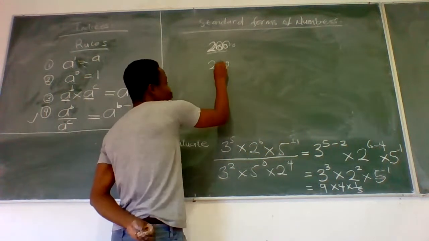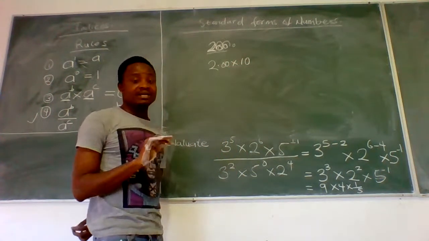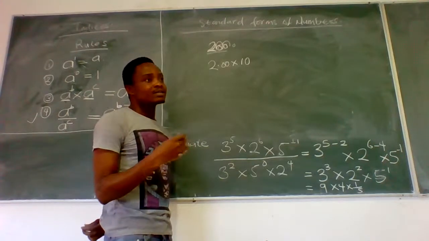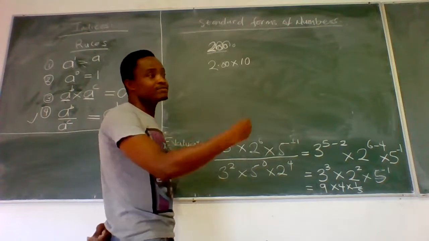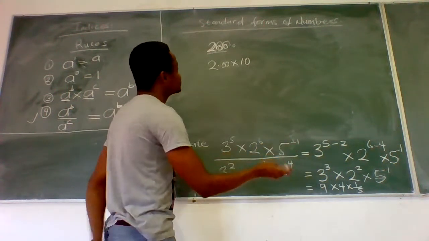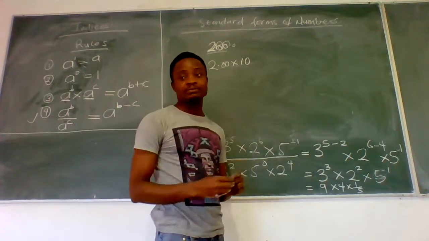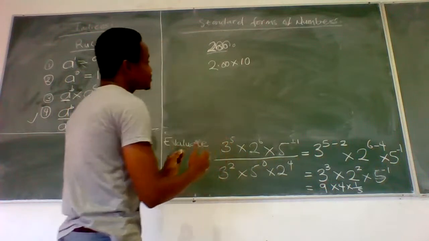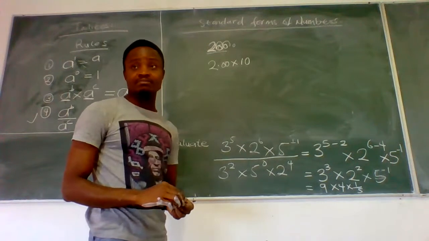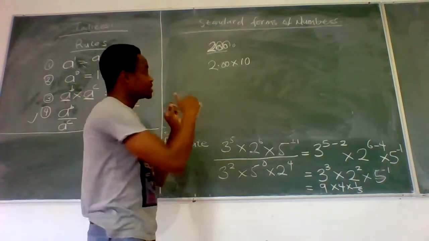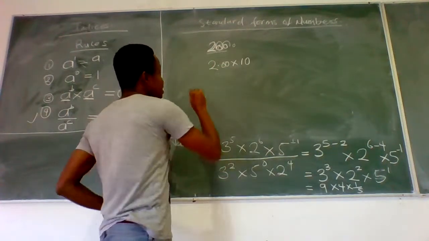So here we have 2.00 times 10. We are dealing with base 10. The exponent tells us how many times I have moved, either from right to left or left to right. When you move from right to left, your exponent should be positive. But when you move from left to right, your exponent will be negative. That's why you have some expression times 10 exponent negative 2, or 10 exponent positive 2.